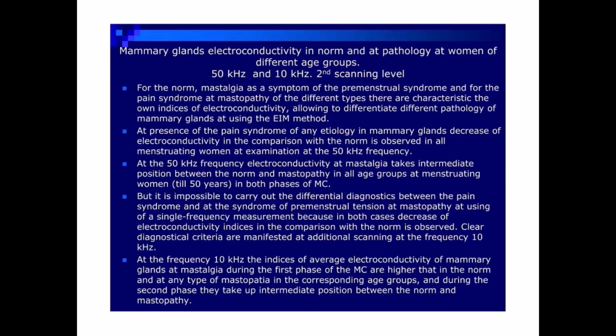At presence of the pain syndrome of any etiology, in mammary glands decrease of electroconductivity, in comparison with the norm, is observed in all menstruating women. At examination at the 50 kHz frequency, electroconductivity at mastalgia takes an intermediate position between the norm and mastopathy in all age groups of menstruating women, till 50 years, in both phases of MC.